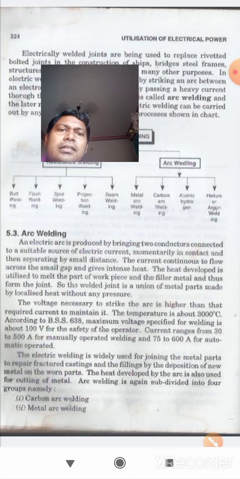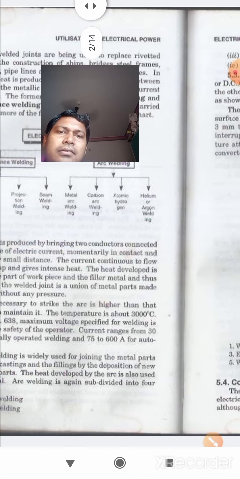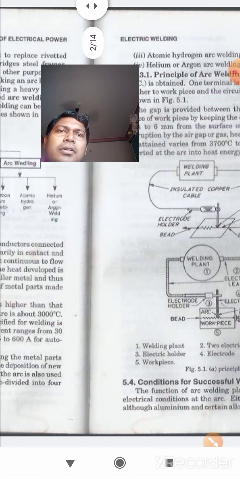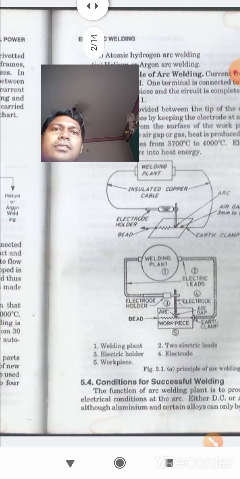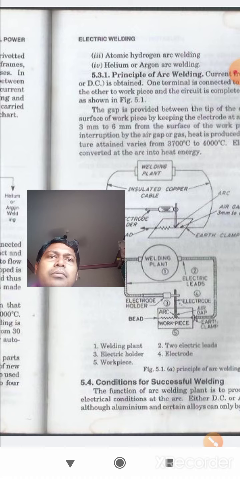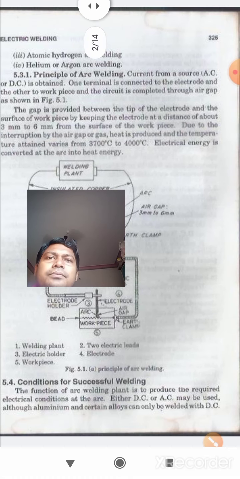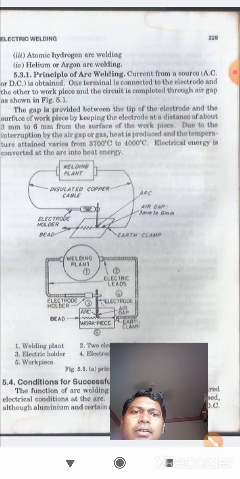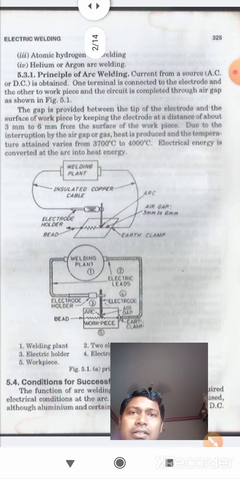Arc welding is again subdivided into four groups, namely carbon arc welding, metal arc welding, atomic hydrogen arc welding, and helium or argon arc welding. So we will discuss the working principle of arc welding. Now students, here is a diagram and the working principle is given. We will discuss it.